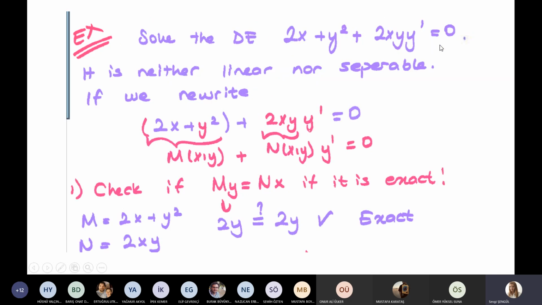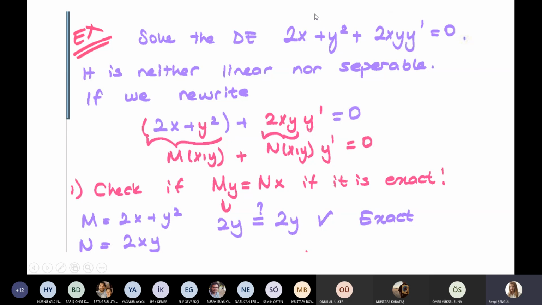Let's say that this is our differential equation. Look at that. It's not separable. It is not linear. Remember that linear was y prime plus p(x)y equals g(t), right? Or g(x) in that case. And separable was we should have separate x and y variables. In this one, no, we cannot do that.